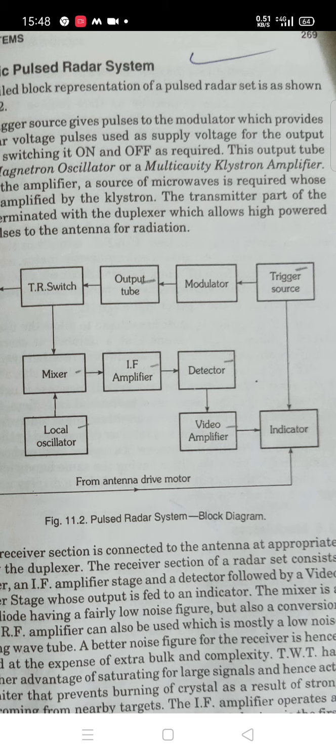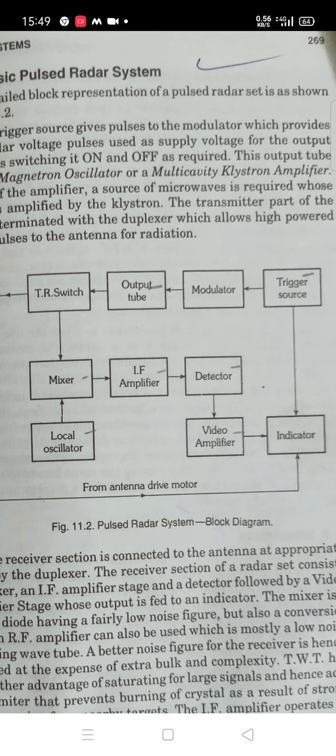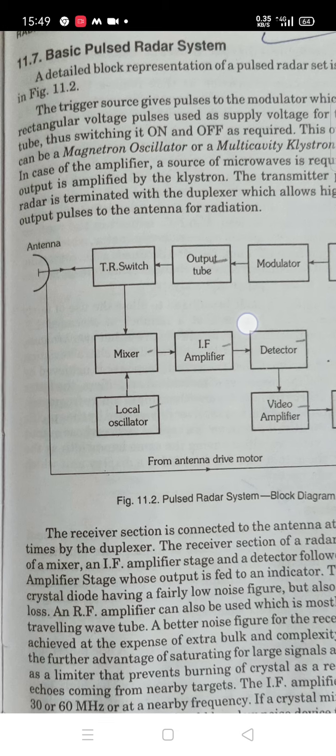So this we are taking, that is the basic pulse radar system. This is a very simple one. First you have to draw the block diagram of the radar system. Then you have to write the functioning of each block in 2 or 3 lines. That is trigger source. What is trigger source? What is the function of trigger source? Then modulator. Then output tube, what is TR switch, then mixer.